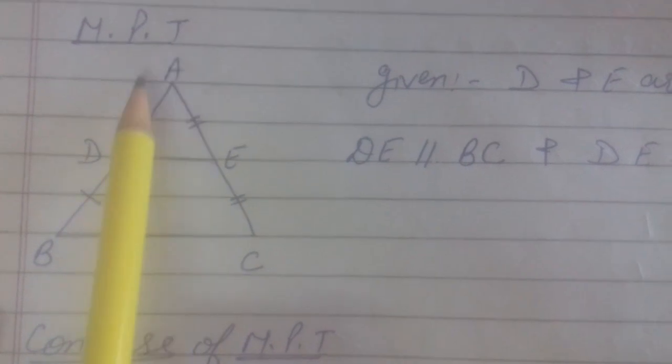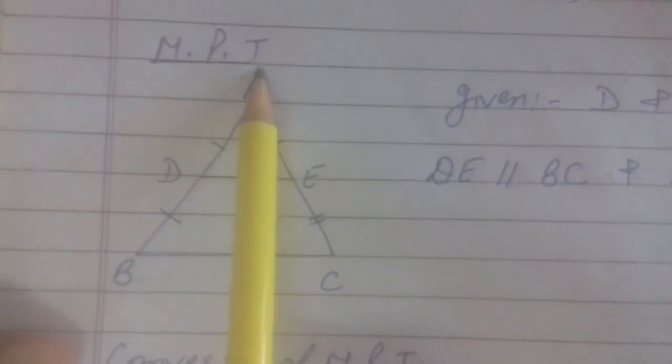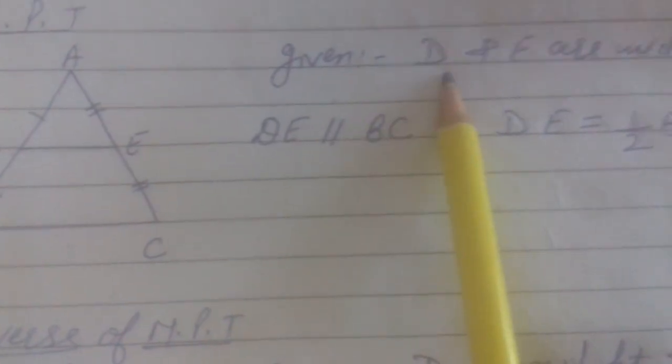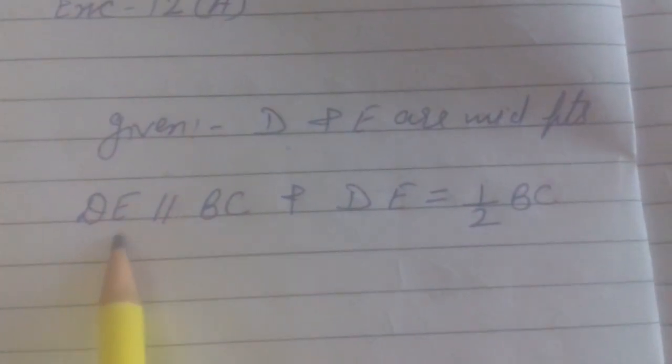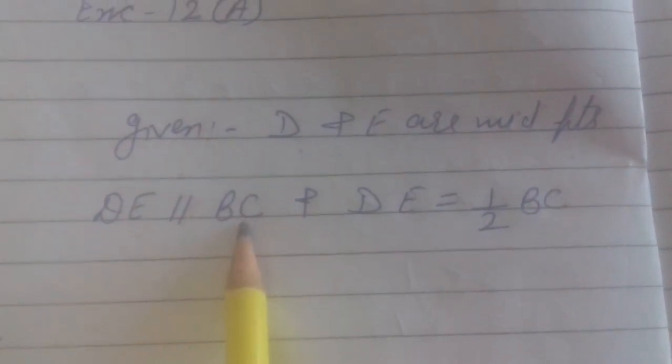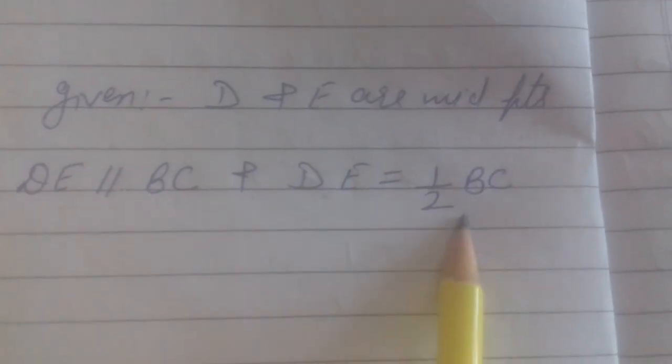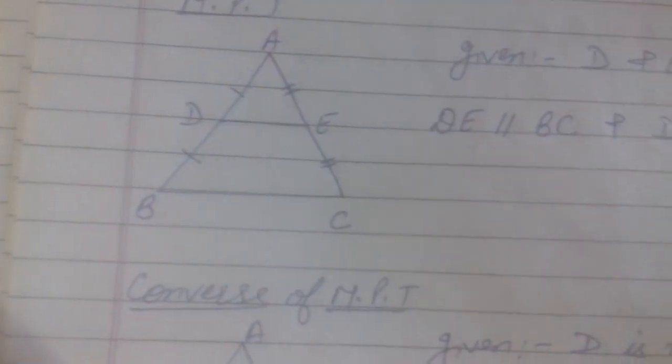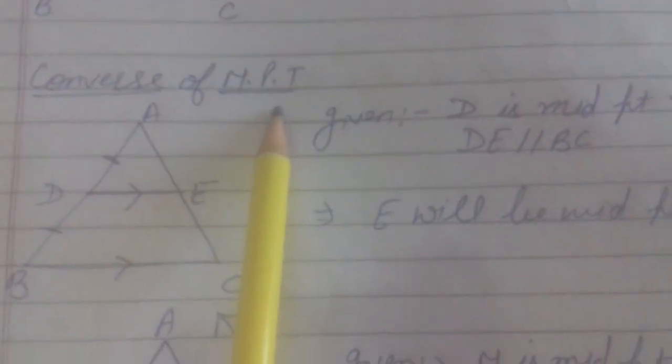This is MPT. MPT stands for midpoint theorem. Clear? Given D and E are the midpoints, in that case, DE will be parallel to BC and DE is equal to half of BC. Next is the converse of MPT.